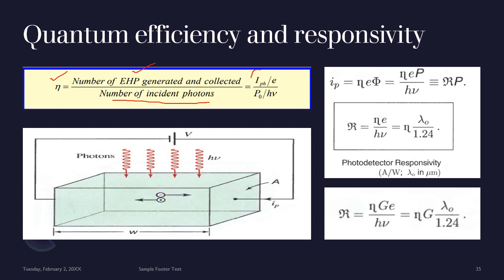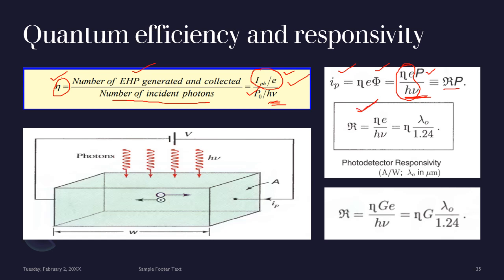It is given by photocurrent divided by the charge of the electron. And the number of incident photons can be found out by the total incident power divided by the power of each incident photon. So this formula can also be used to find quantum efficiency. Now IP, the photocurrent, is given by responsivity times power. This is one of the important formulas to remember. This phi is the flux. The flux is given by power divided by the energy of an individual photon, and this term, eta e upon h nu, can be termed as responsivity, and it is a new term.